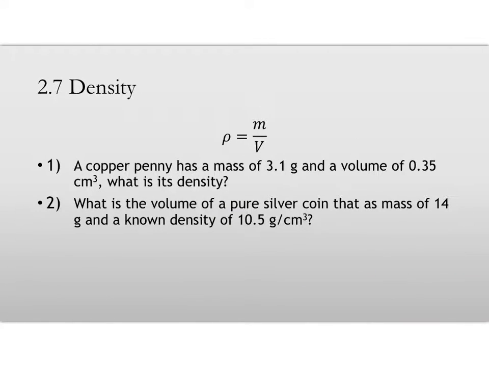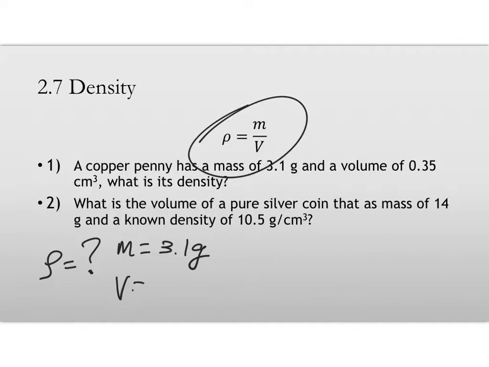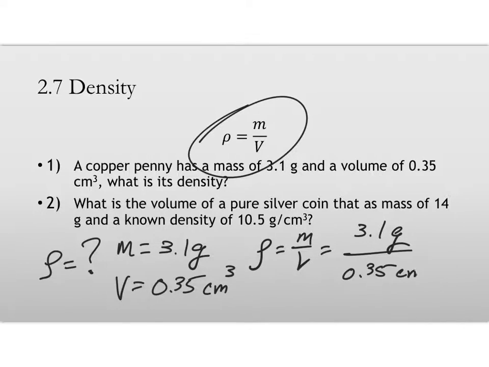So here are some math equations with density, or more of them. You have the equation there, rho is equal to mass over volume. Question 1 says a copper penny has a mass of 3.1 grams and a volume of 0.35 cubic centimeters. What is its density? So we just want to have the density equals what? Well, the mass is equal to 3.1 grams. The volume is 0.35 cubic centimeters.